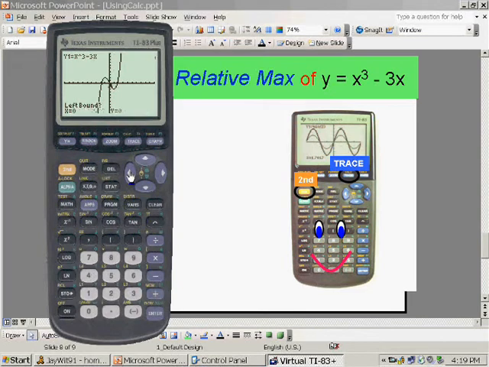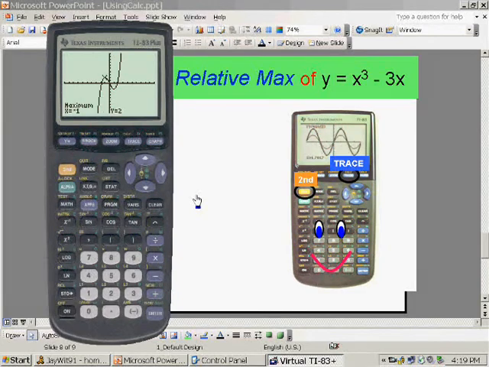See how I'm hitting the left cursor? I'm still not to the left of it. Now I think I can see that I'm to the left of it. So I'll hit enter. Now it wants a right bound, and I'll hit the right cursor. Make sure I'm to the right of this maximum. I'm about right on it right now. Okay, I think I'm to the right of it, and I'll hit enter. See how it's put up the two walls here. And now it wants a guess.